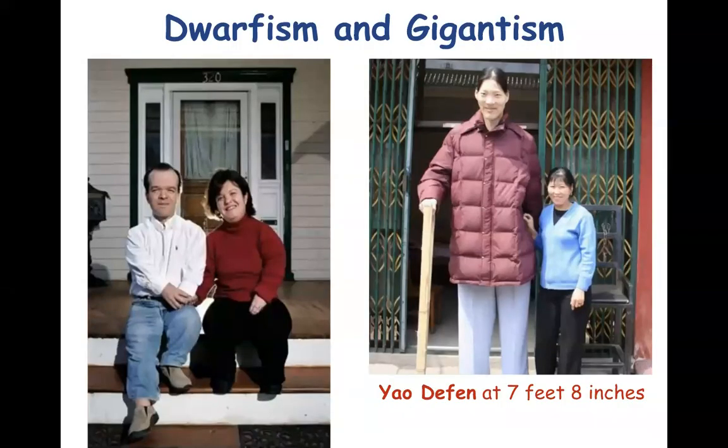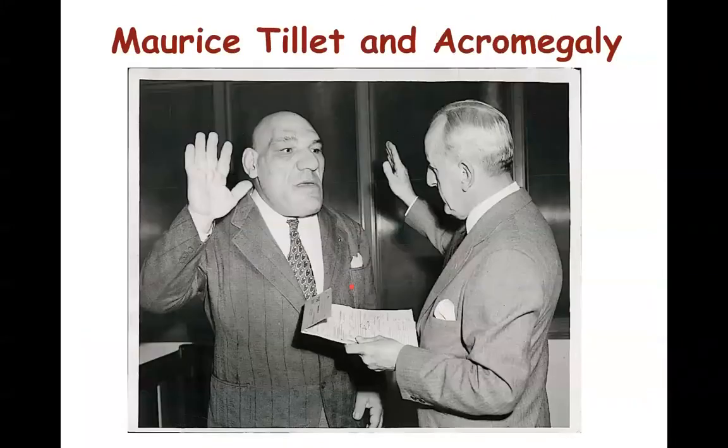So we have dwarfism and gigantism, both defects in a child, when there's undersecretion of growth hormone in a child or oversecretion of growth hormone in a child. Both of these will be caused in childhood. On the other hand, acromegaly is caused in an adult.